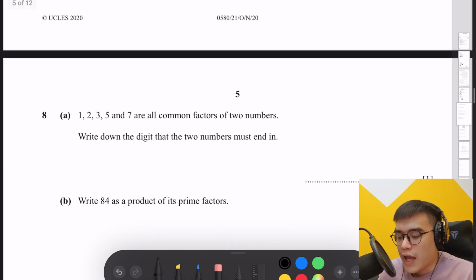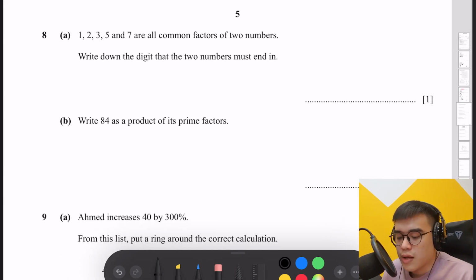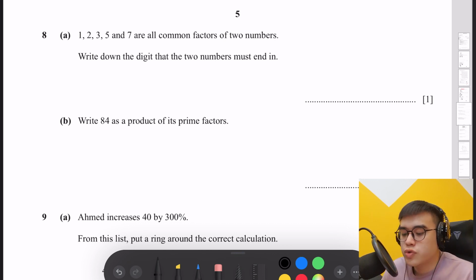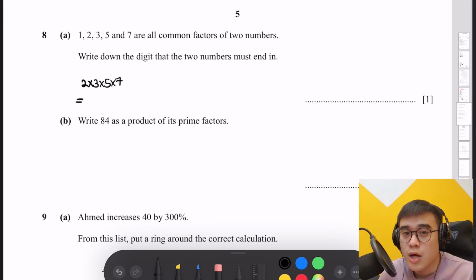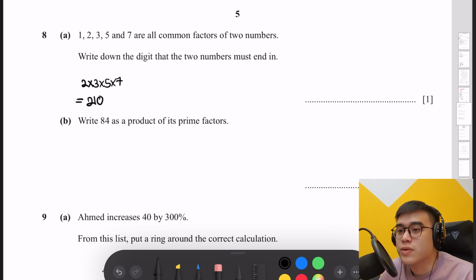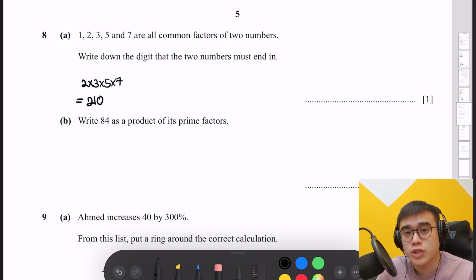Moving on to question 8a. This is kind of tricky as well. To calculate the result, there's actually a shortcut. All you need to do is multiply 2 times 3 times 5 times 7. You actually get 210. What they wanted was the digit it must end in, so you have to focus on the last digit only.